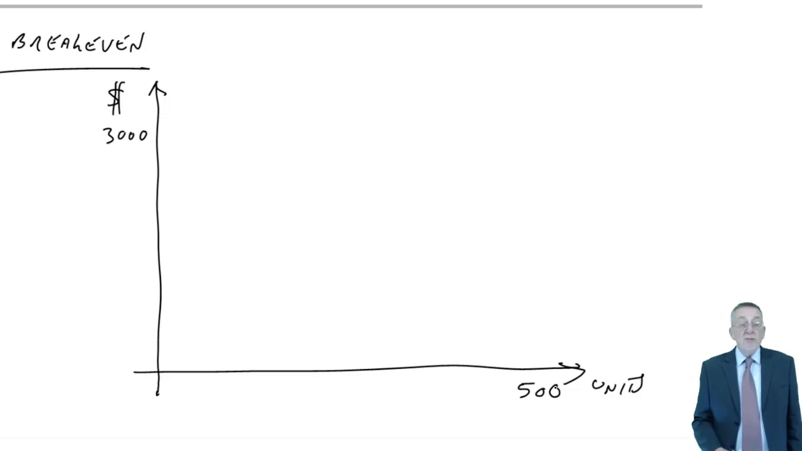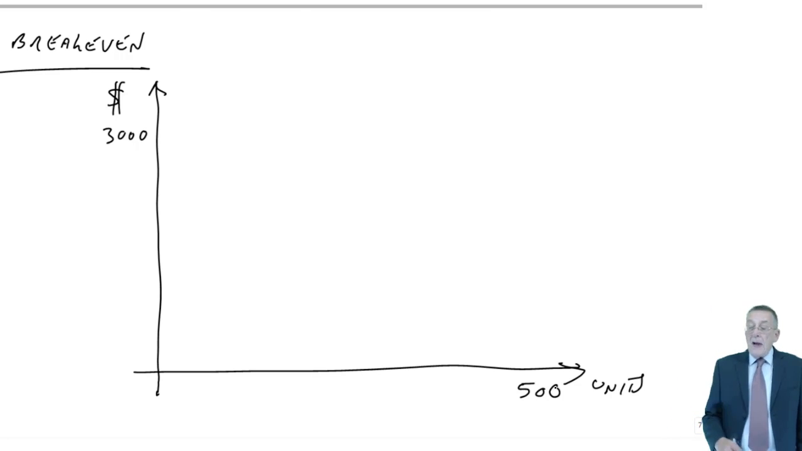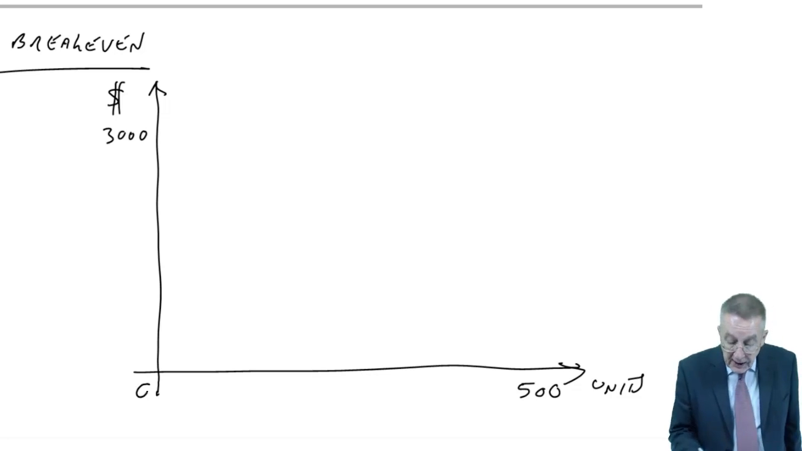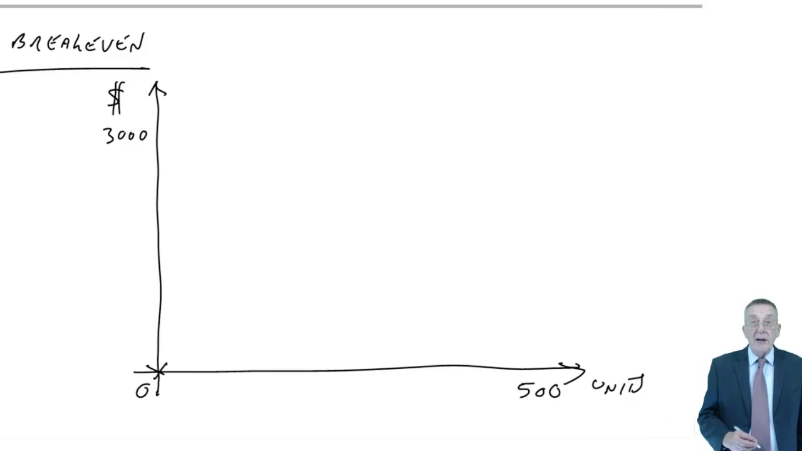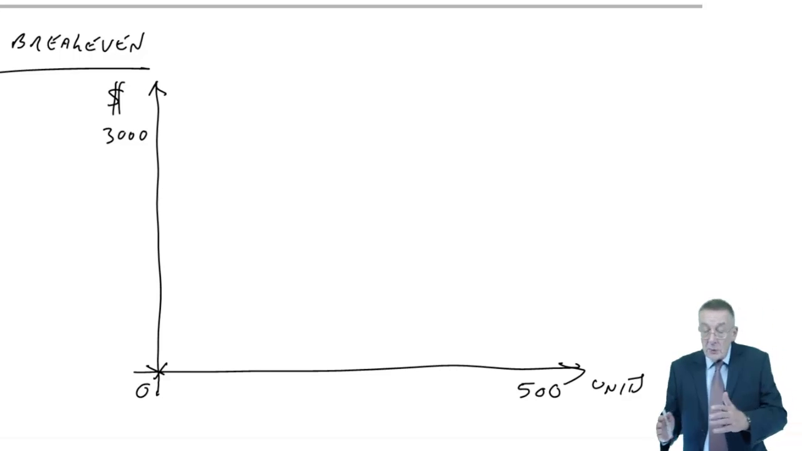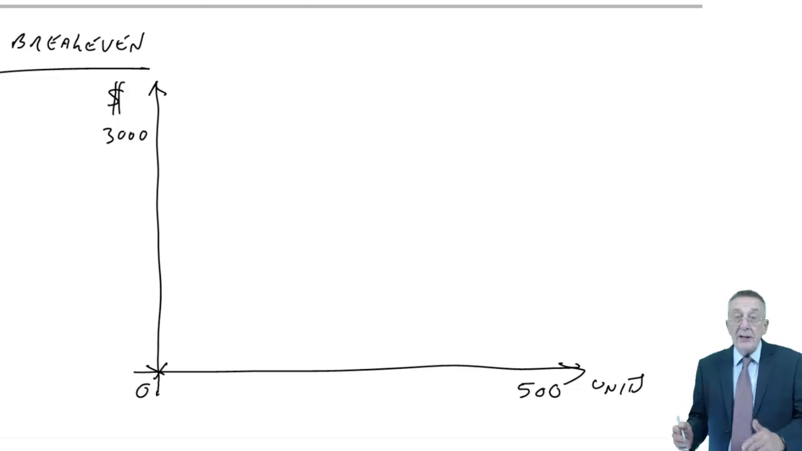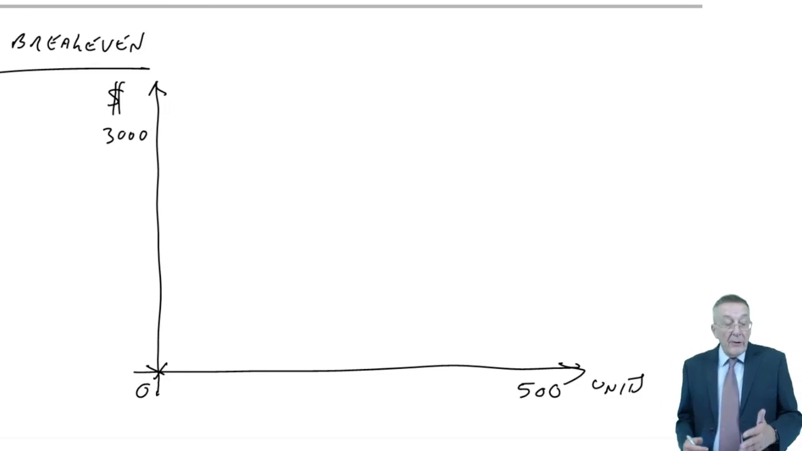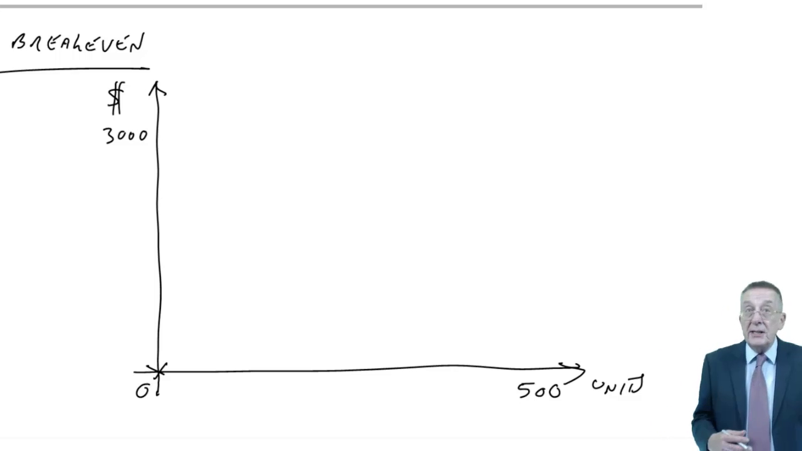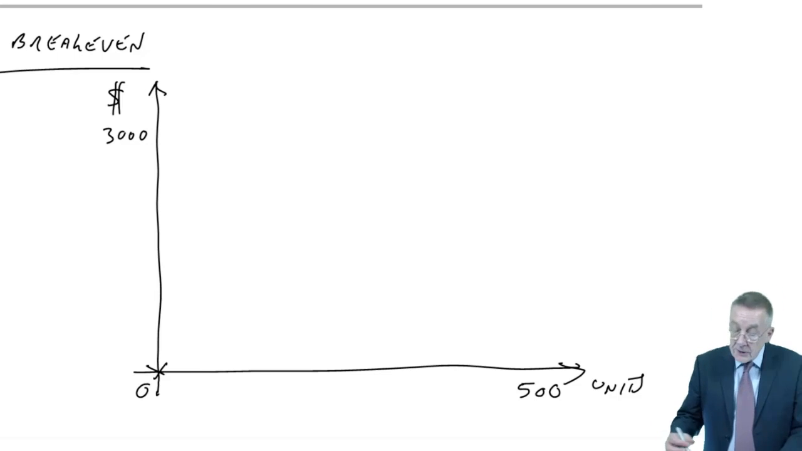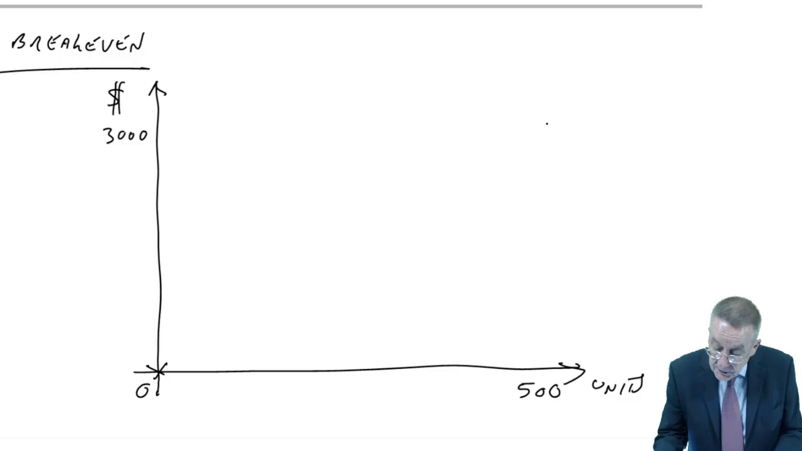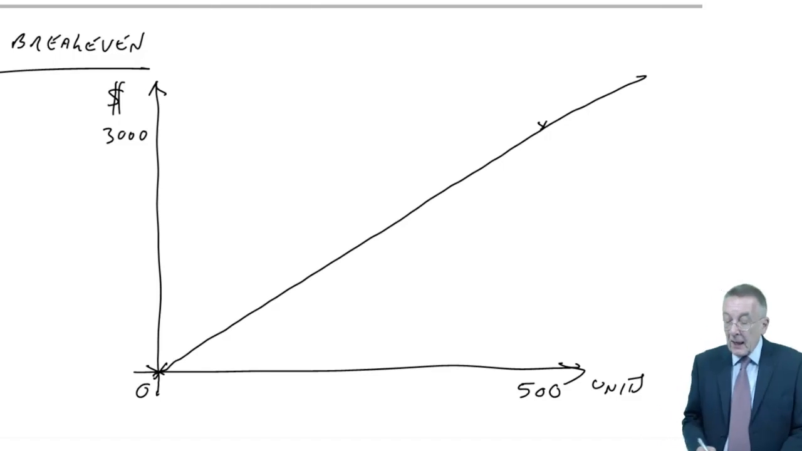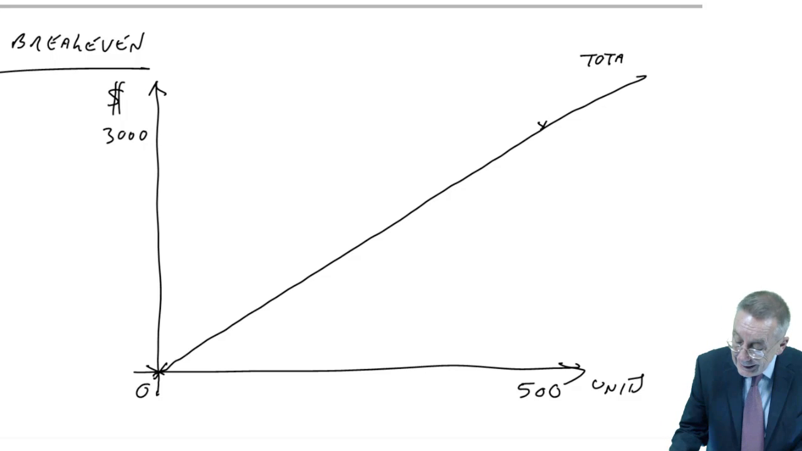let's draw a graph for the actual revenue. The revenue, obviously, if you sell no units, the revenue is 0. The more units you sell, the more the revenue will be. And if we sell 500 units, the revenue, it was $6 a unit in example 1, and so the revenue, 500 at $6, will be 3,000. So there's our first line, the total revenue.